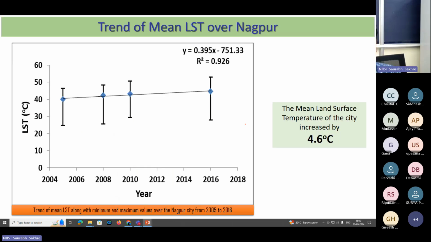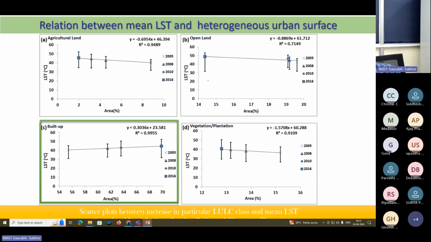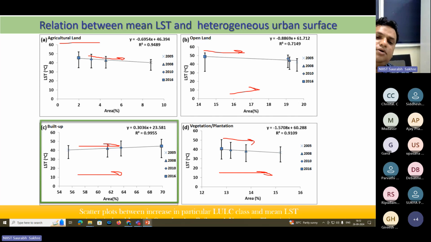Now, if you see the statistics, there was a clear-cut correlation that land surface temperature is increasing. In the last 11 years, it increased by 4.6 degrees Celsius, which is a good and alarming number. And if you work out the correlation, with an increase in agricultural land, temperature was decreasing. With an increase in open land, again temperature was decreasing. With an increase in vegetation, again temperature was decreasing. Only when the built-up area is increasing, temperature is also increasing. That means it is solely because of the increase in built-up area over the years, the urbanization I was talking about.